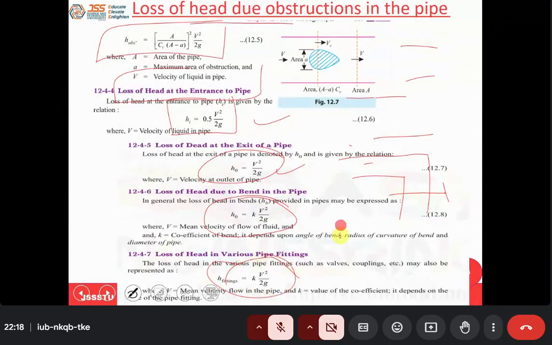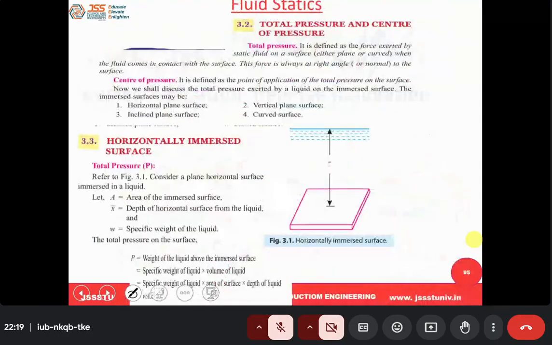So therefore, if we add minor losses plus major losses, we get the total losses in the pipe. So if I take a 10th floor building, I said you calculate how many bends, how much obstruction, entrance losses, exit losses, and the friction losses, everything. That will give the total amount of losses present in the pipe. This is about that. Is it clear?